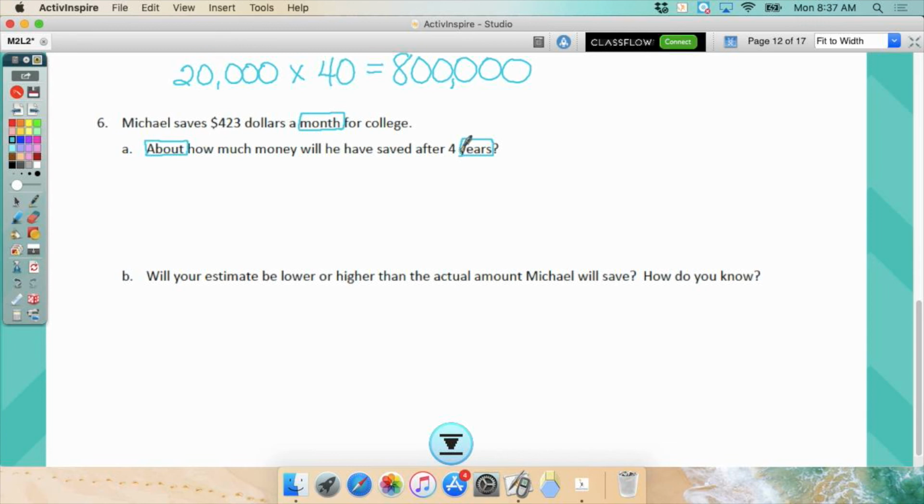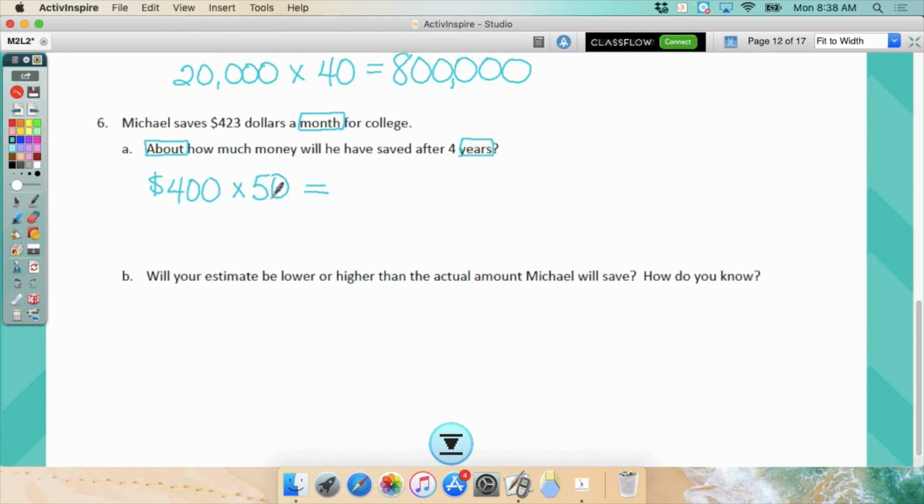So let's get this figured out. Each month it's going to be what? 400 or 500? 400 a month. Now we've got to figure out how many months are in 4 years. So 12 times 4 would be 48. 48. What would that round to? 50.